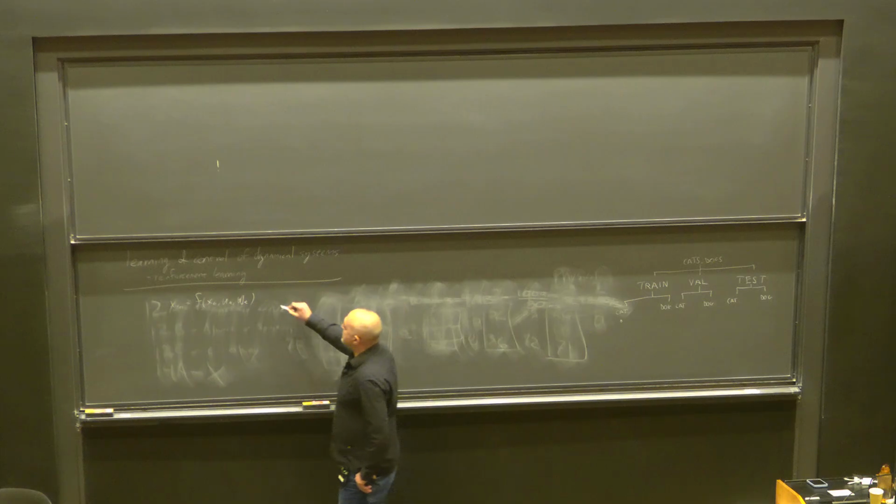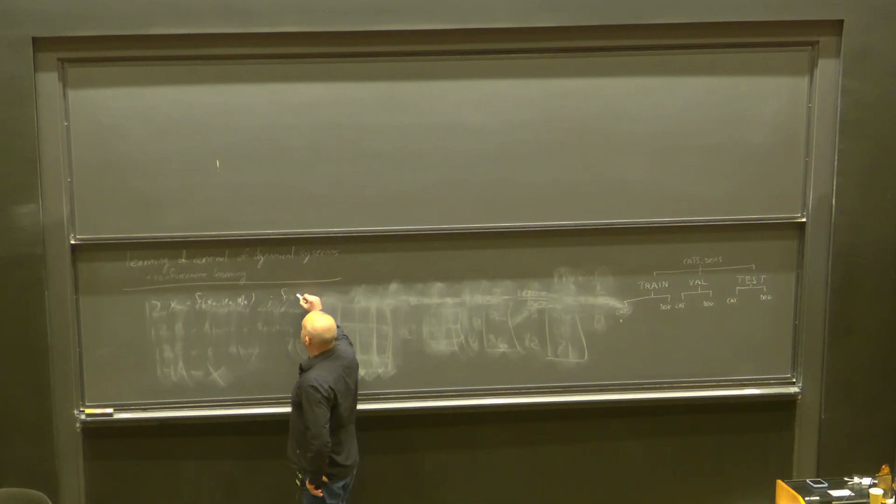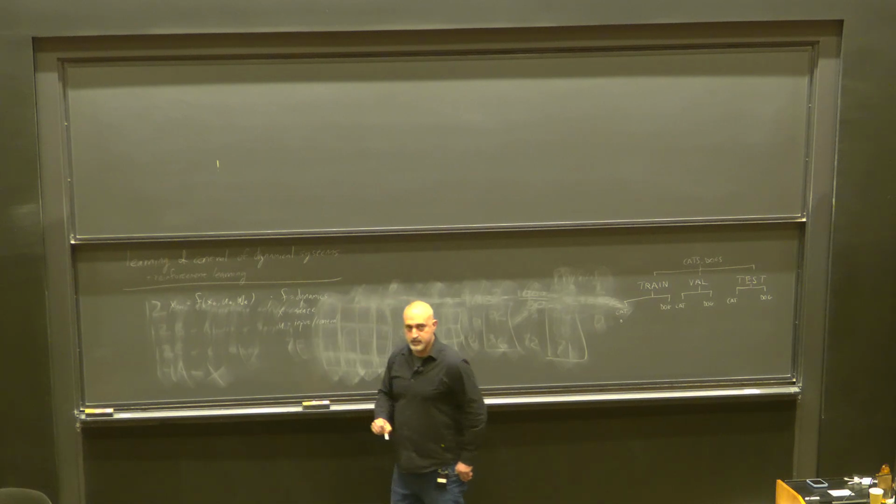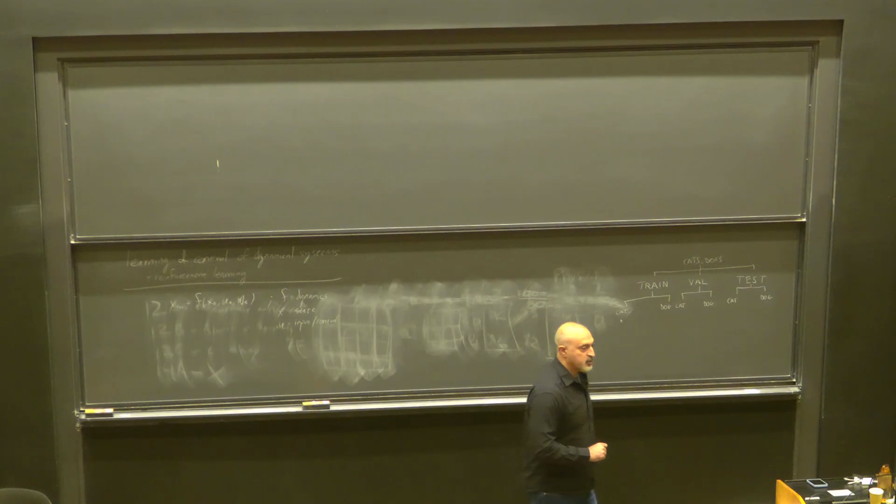F is a dynamical system, the dynamics. X is the state. U is the input or control. It is usually called input if our goal is to learn.